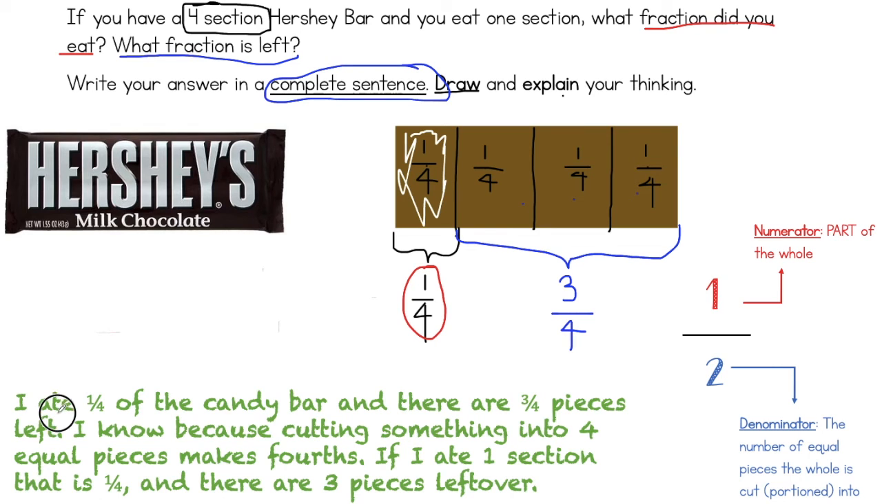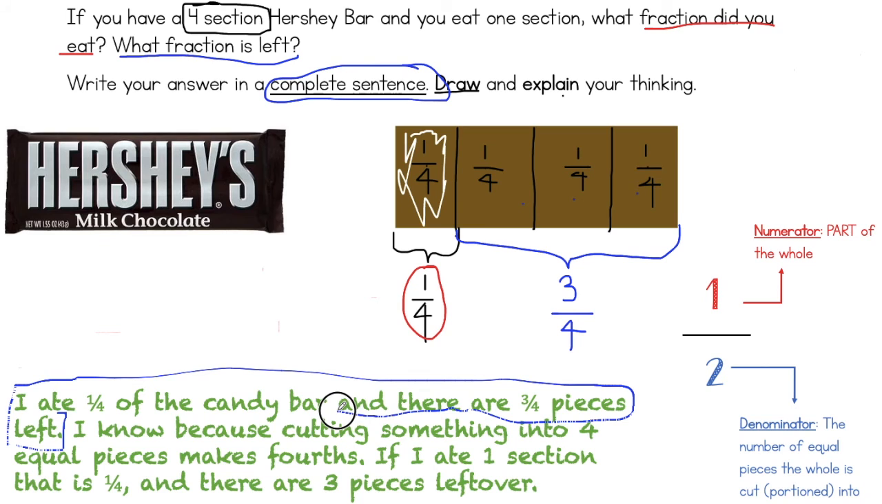If that's all that you wrote on your page, great job. You did it. That is what they asked you to do. They wanted you to write your answer and then draw to explain your thinking. I wrote to explain my thinking in addition to drawing. So I said, I know because cutting something into 4 equal pieces makes fourths. If I ate 1 section, that is 1/4, and there are 3 pieces left over. Again, all you needed to write was the part in blue. If you wrote more, awesome, give yourself a pat on the back.